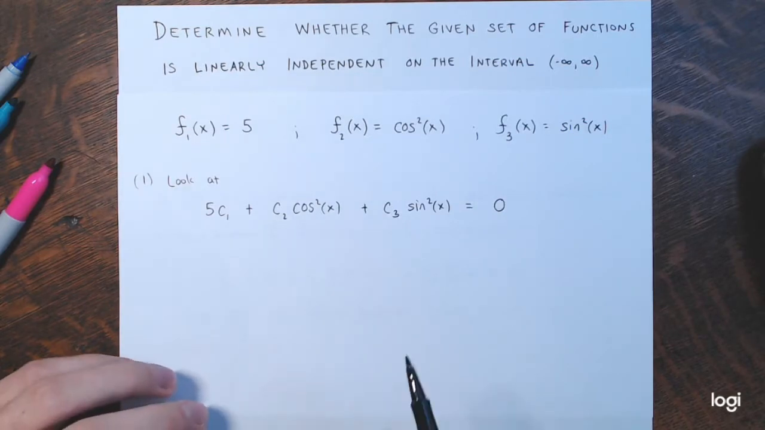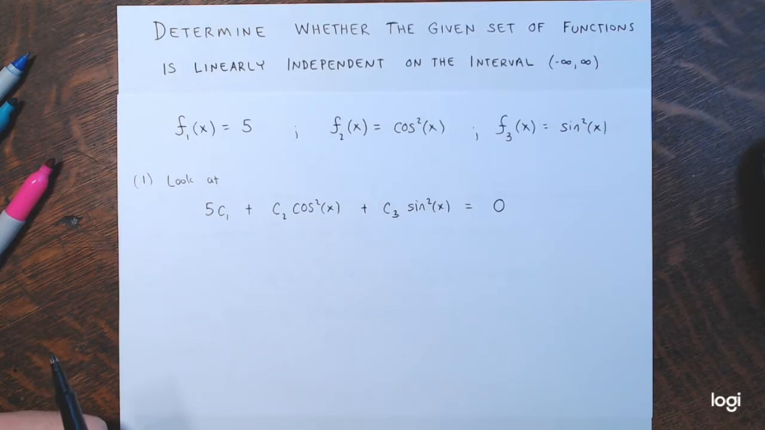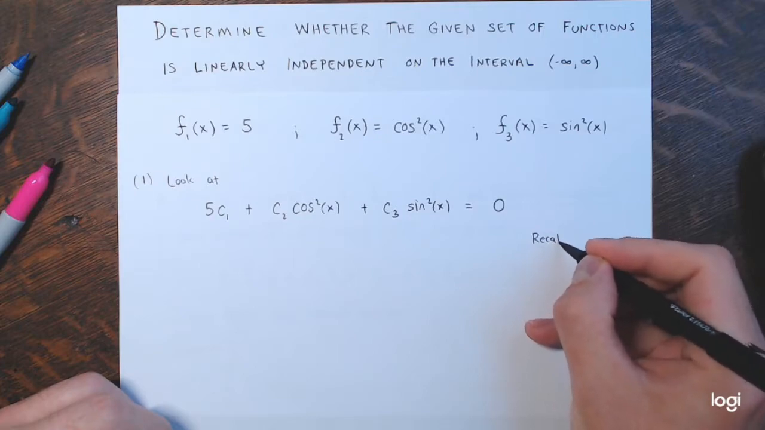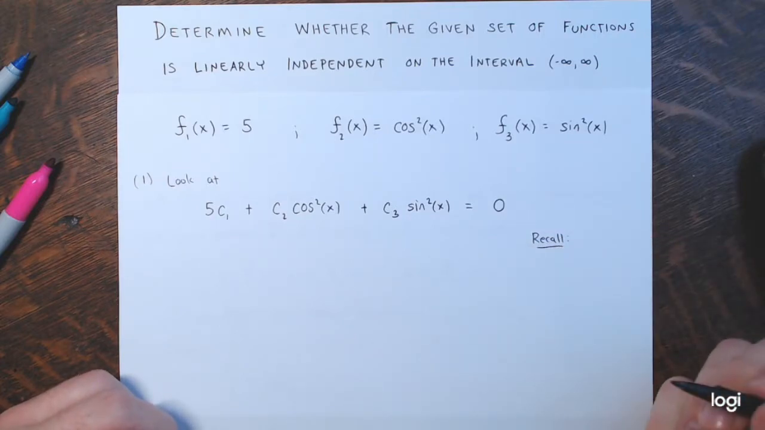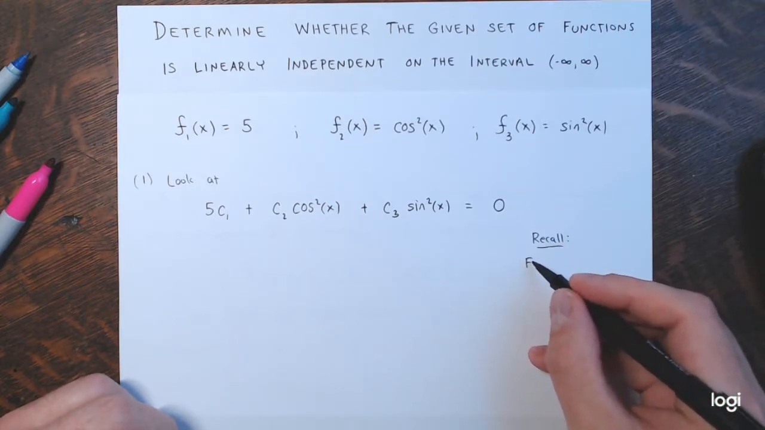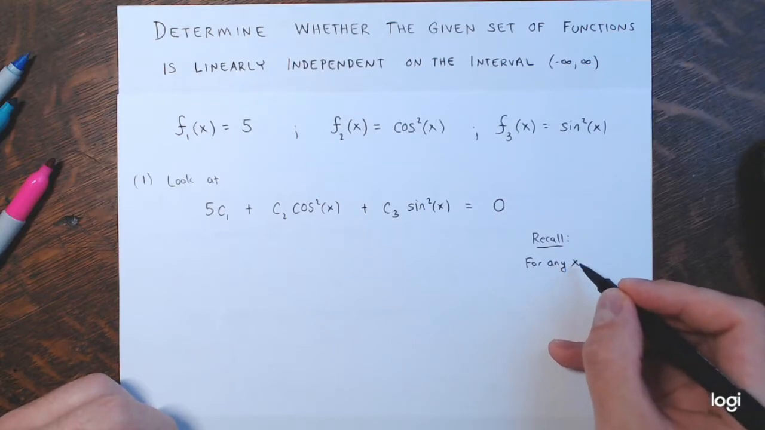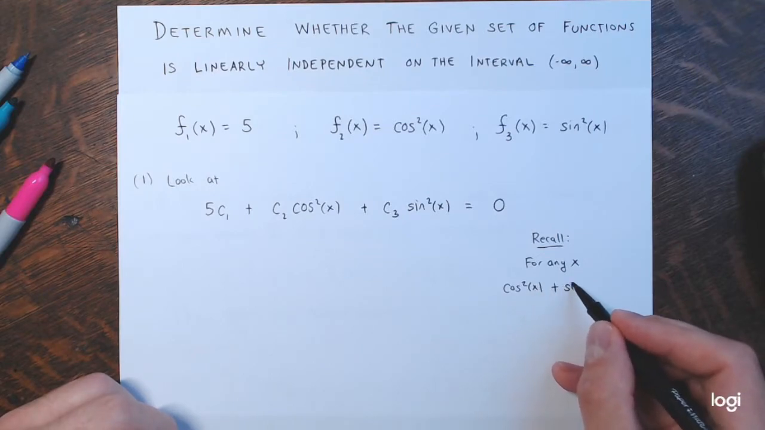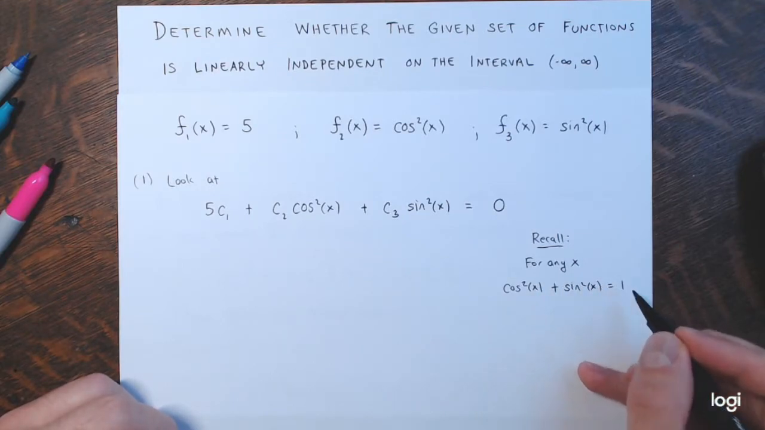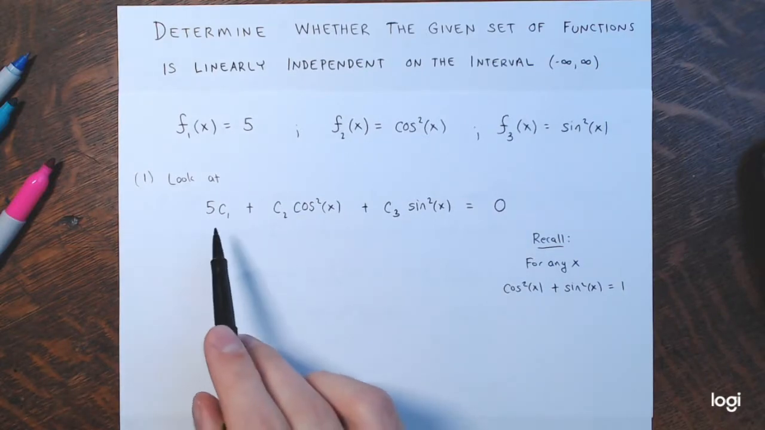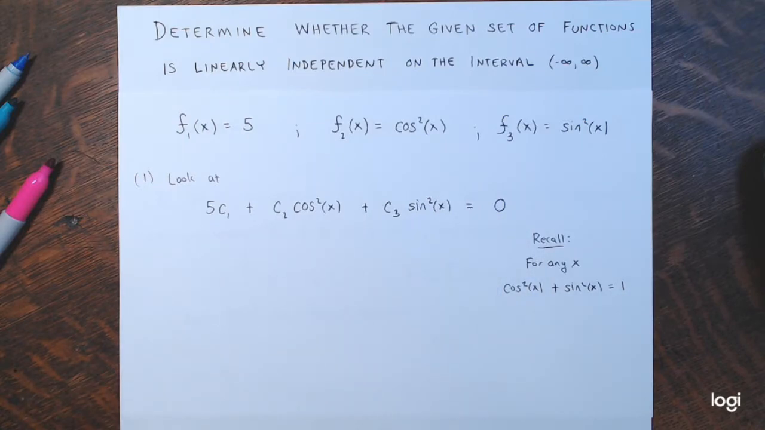All right, well, this one here, just from inspection, you might have to use some identities or some formulas that you've seen in previous courses. Recall that for any real number x, cosine squared x plus sine squared x is always equal to 1. So I'm going to use that fact to help me out here. I can very clearly see that these are going to be dependent. I can find a non-trivial solution to this.